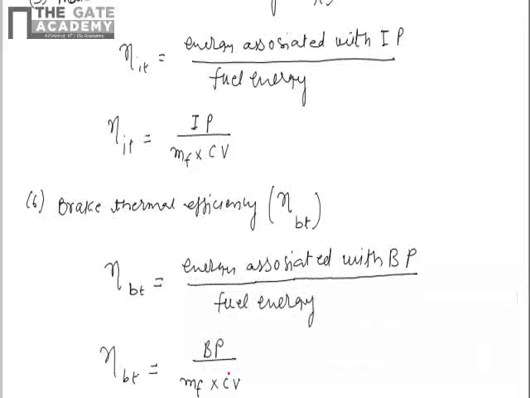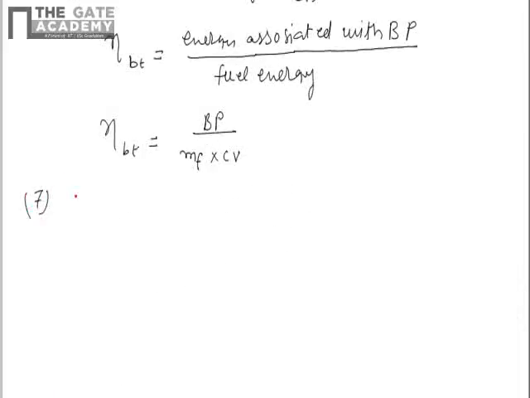Now let's take volumetric efficiency. So now we will discuss volumetric efficiency. Volumetric efficiency is denoted by eta V. It is defined as the ratio of the air actually induced at ambient condition to the swept volume of the engine.